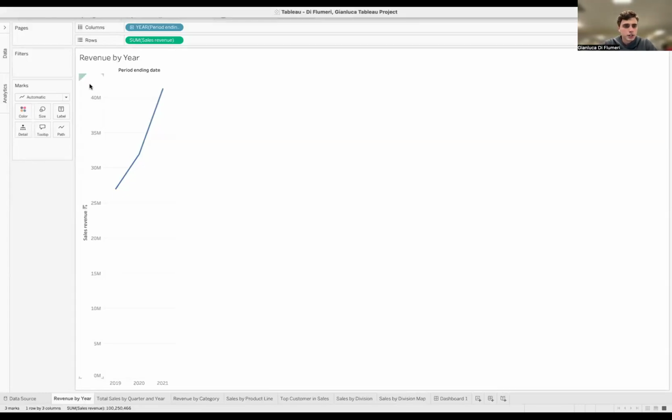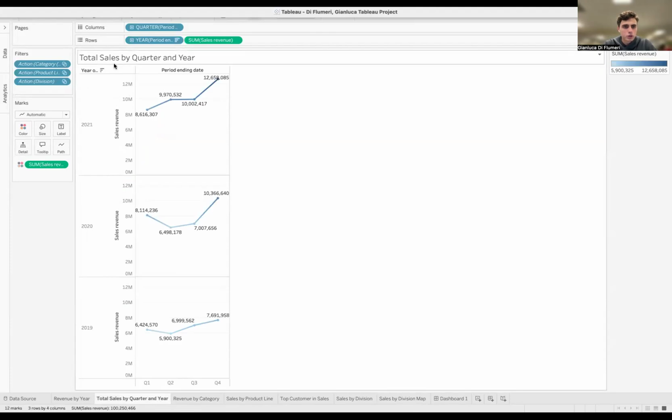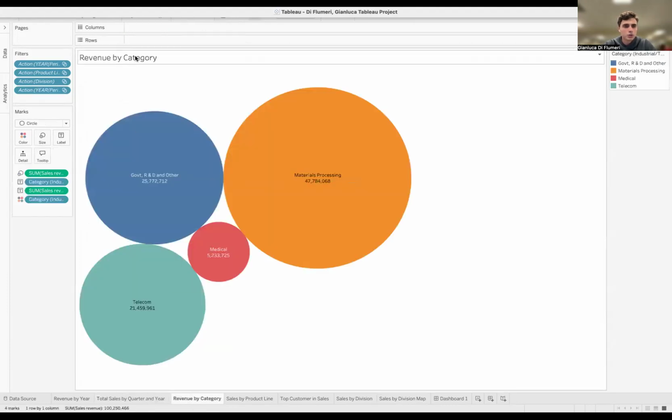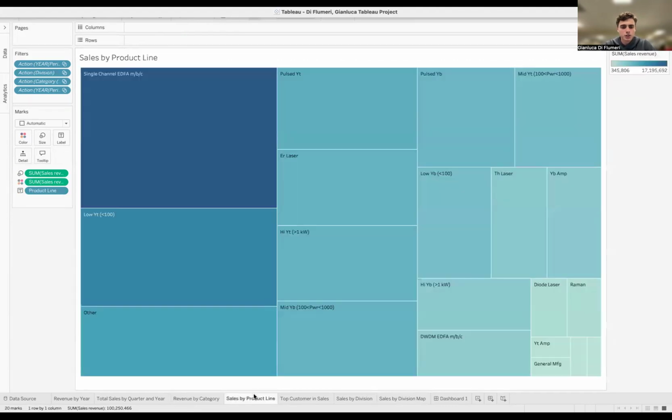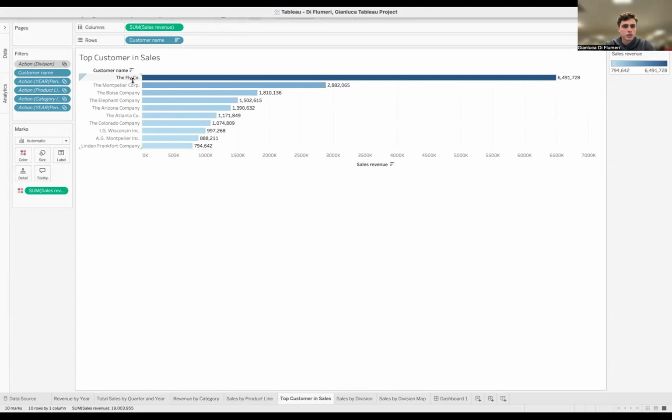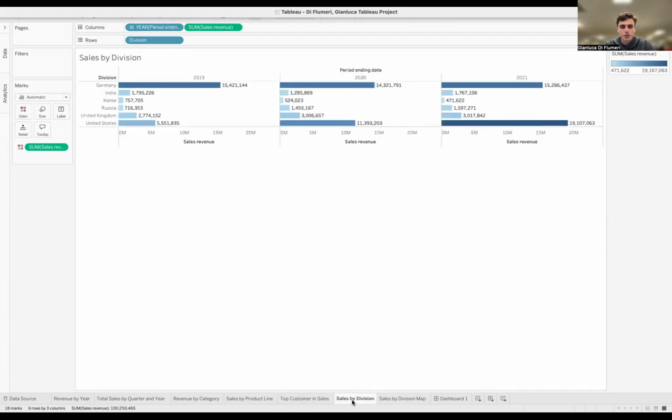On the first one, we got the revenue by year. We got the total sales by quarter and year, from 2021 to 2019. Then we got the revenue by category. We noticed that materials processing has the highest revenue. Sales by product line, top customers in sales. We see that Flyco is the top customer for Cat Manufacturing.